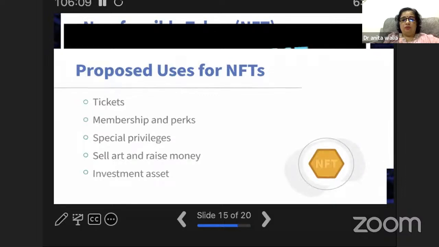So you can have a special privilege. You can have a membership of certain clubs or certain hotels or certain perks with that. You can sell artifacts. You can raise money for the fund using NFT by selling certain things. You can do investment in real assets. Okay. And you can do anything. So this is something which I was talking about.